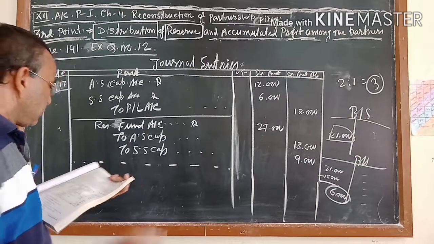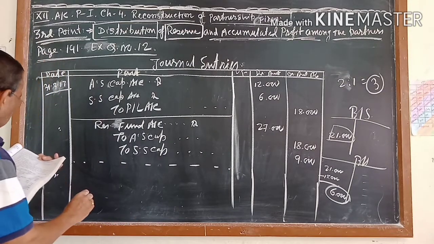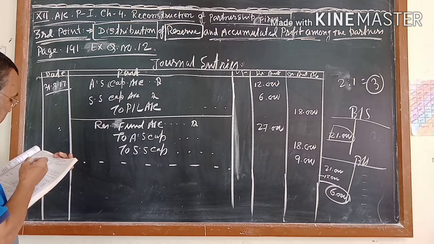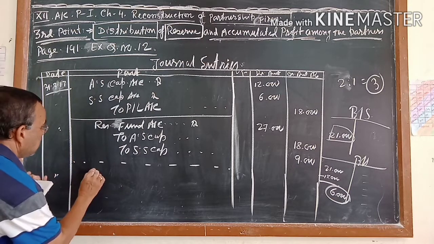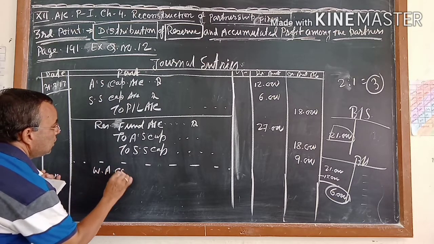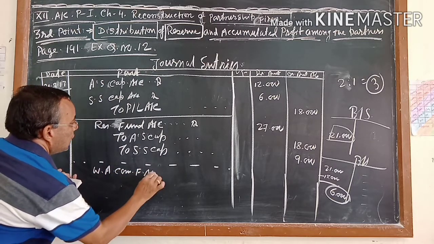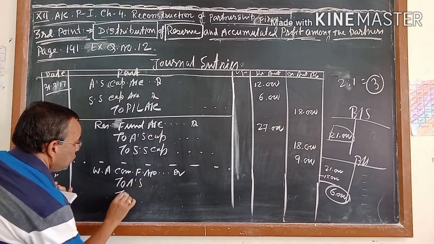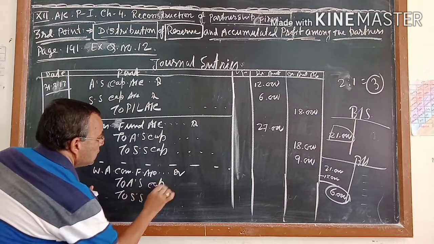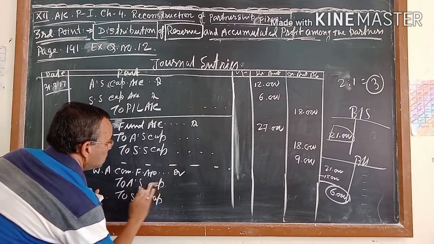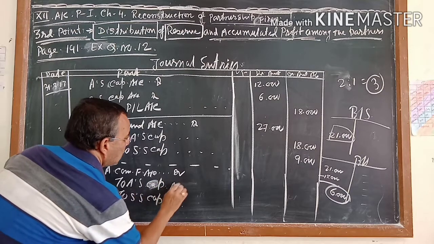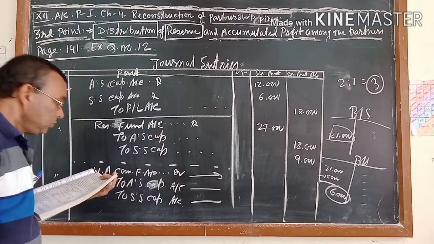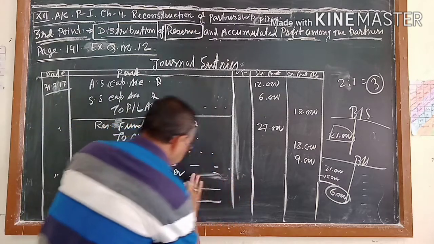So it is a credit balance, we have to make it a debit. So what will we write? This is credit balance, we have to make it debit. Worker accident compensation fund account debit to A's and S's capital account. How much amount? 15,000.